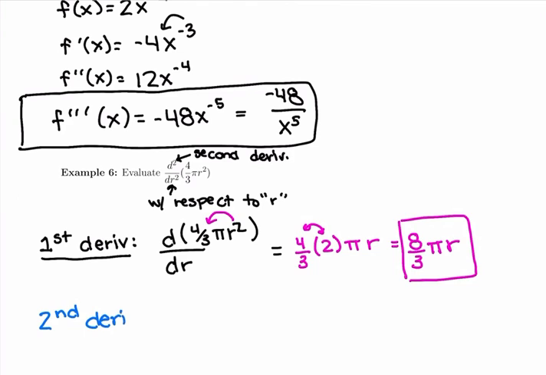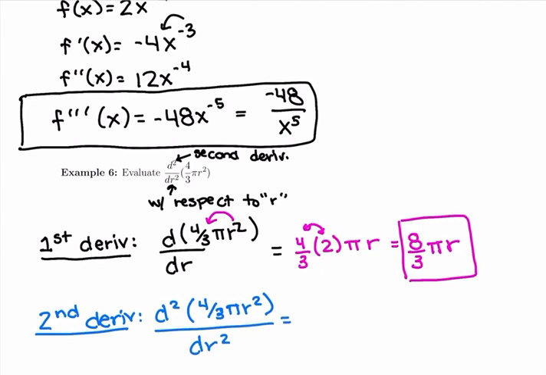My second derivative using this notation would be d squared. I'm going to take the derivative twice of 4/3 pi r squared with respect to r twice. Which means I'm going to take the derivative of my derivative. I need to take the derivative of 8/3 pi r. So the derivative of 2r would be 2, derivative of 16r would be 16, derivative of pi r would be pi, so the derivative of 8/3 pi r is just 8/3 pi, our mini rule, but with r's instead of x's.